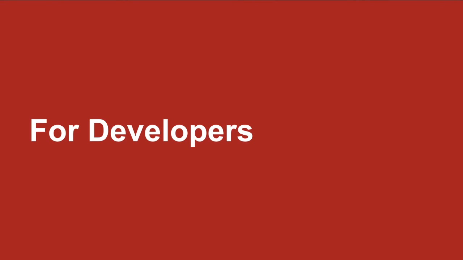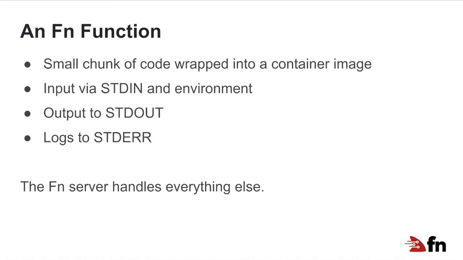Now let's look at it from a developer's perspective, how you would use FN. So an FN function is a small chunk of code wrapped into a container image. You get input via standard in and environment variables. You write output to standard out, and you log to standard error. Really going back to the primitives of a Unix operating system. And the FN server handles everything else.